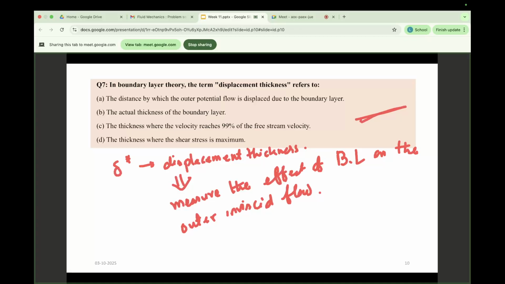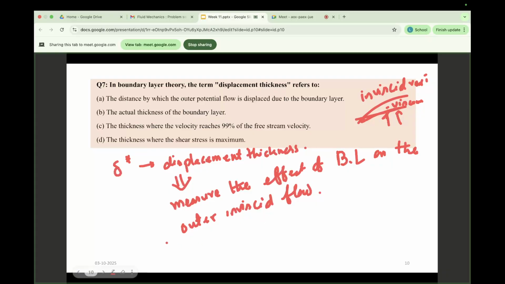As I have said, if this is the boundary layer and outside this is the inviscid region, and this is our viscous region, the displacement thickness measures the effect of this boundary layer on the inviscid flow. Say the surface is heating. How much heat is this surface in the viscous region initially taking, and what amount is going to this region? That is measured using the displacement thickness concept.